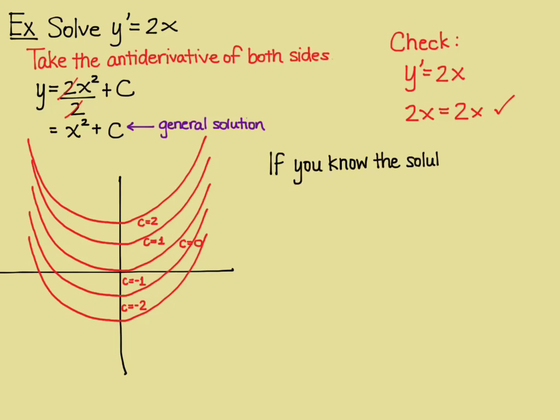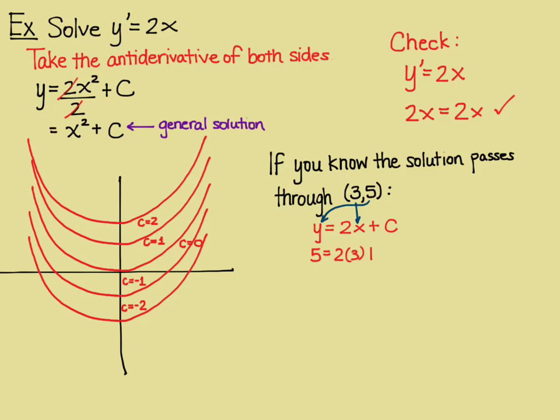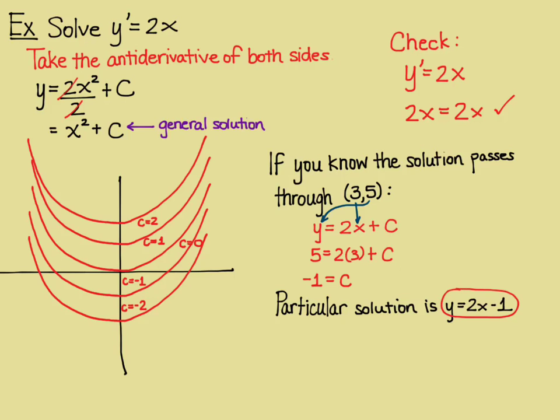Let's say that we knew that the solution of our differential equation passes through the point (3, 5). So then we would plug into our solution y is 5 and x is 3. And when I do that, I end up with c is -4. That means that the particular solution in this case is y equals x squared minus 4. So this is the solution to the differential equation that also has a curve that passes through the point (3, 5).